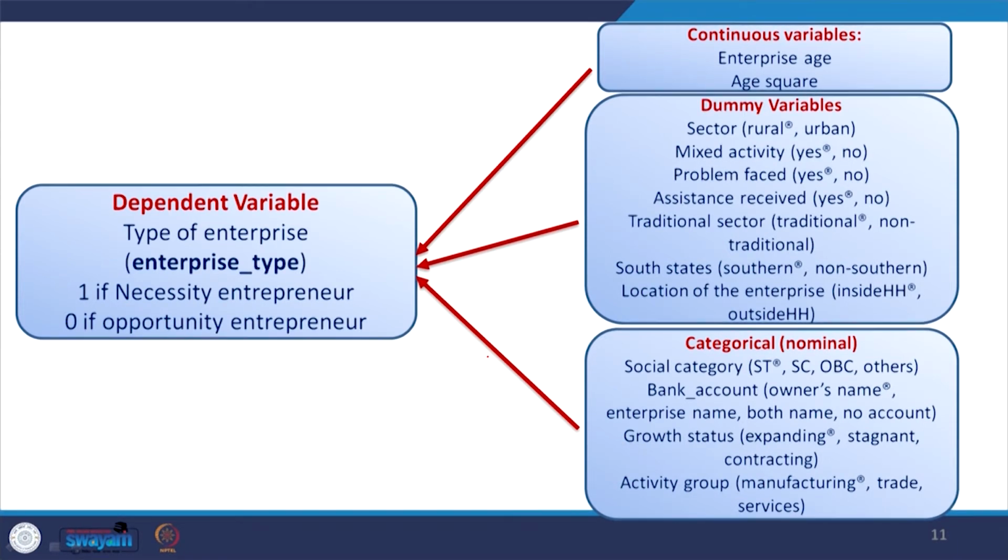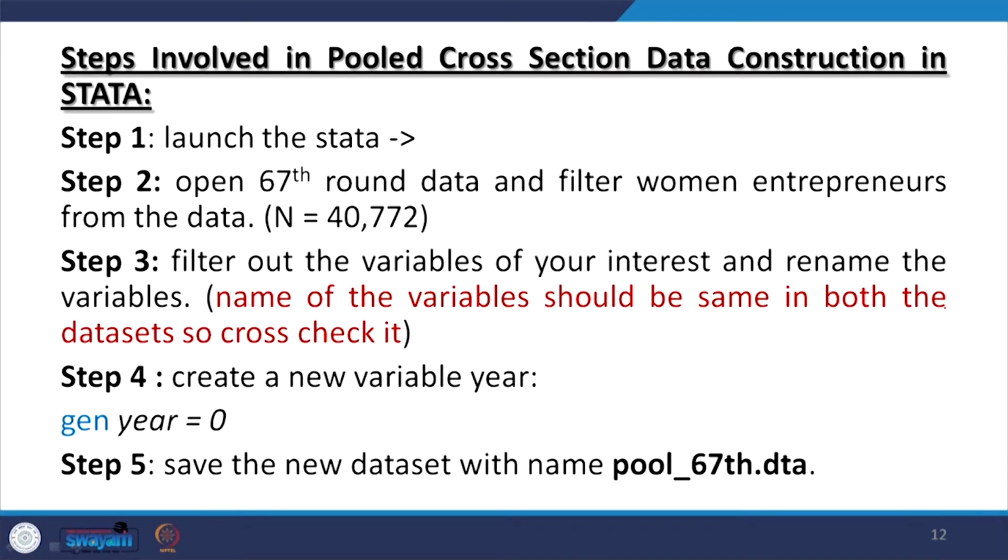Now, as we already mentioned, our dependent variable is women entrepreneur type. So, enterprise type is the name of the variable. 1 is the code if it is of necessity type, and 0 if it is opportunity type. The other variables that we already emphasized earlier include some continuous variables, dummy variables, and categorical variables in the model. For example, we discuss enterprise age, and we also take the age square of that variable. Then from the dummies, like sector dummy, mixed activity dummy, and so on. Some categorical variables like social categories, bank accounts, etc. You go through and you will certainly find out how these variables affect the enterprise type. Okay, from the pooled data we can cross check and verify.